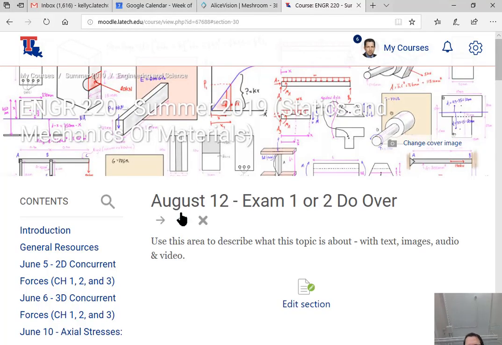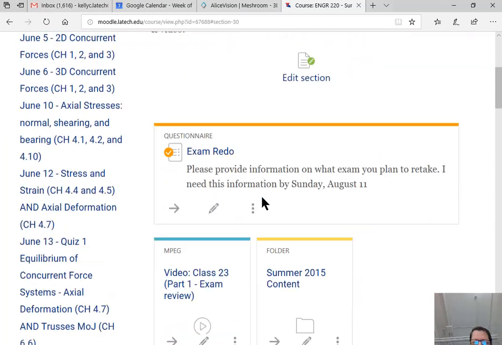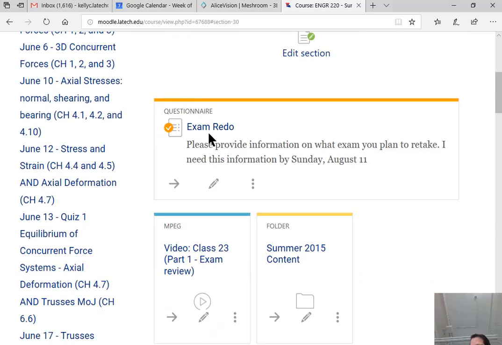All right, so the first thing is if you want to do exam 1 or 2 again, I put this exam redo questionnaire. It basically just asks you, I want to retake exam 1, I want to retake exam 2, or I don't want to retake either one. So if you don't really want to retake one, you don't have to answer it. No, I just use this to get an idea of how many test copies to make of each one.